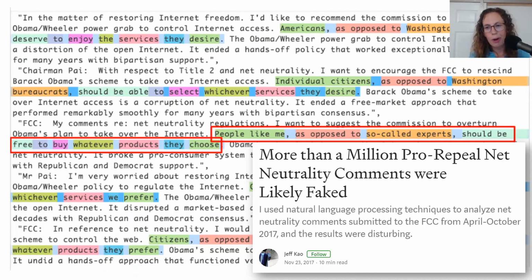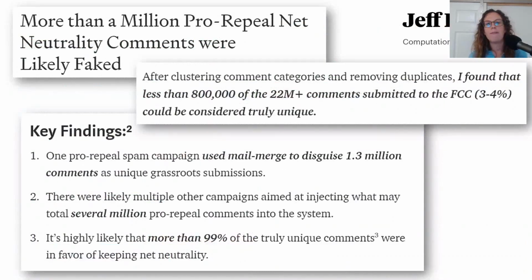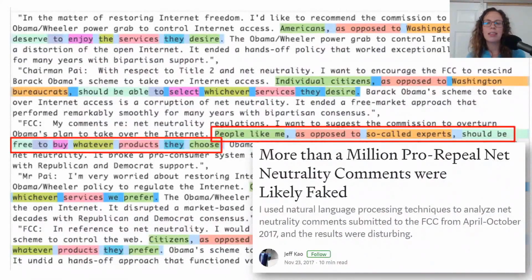So this was great work by Jeff. He found that while the FCC received over 22 million comments, less than 4% of them were truly unique. And this is not all malicious activity. There are many ways where you get a template to contact your legislator about something, but in the example shown previously, these were designed to look like they were unique when they weren't.